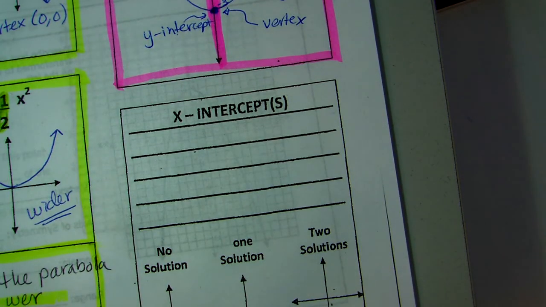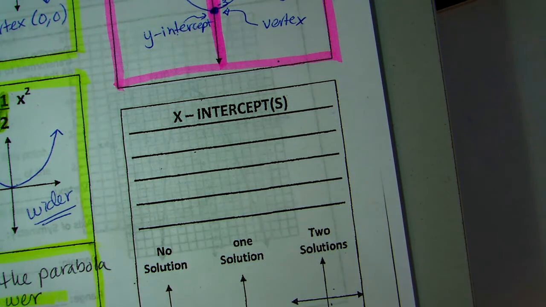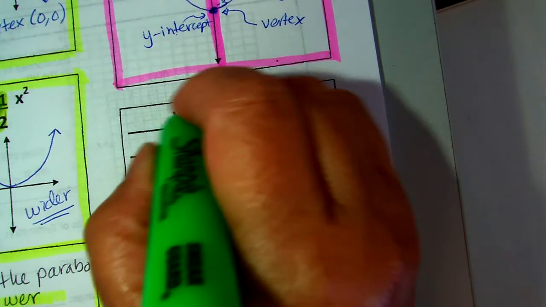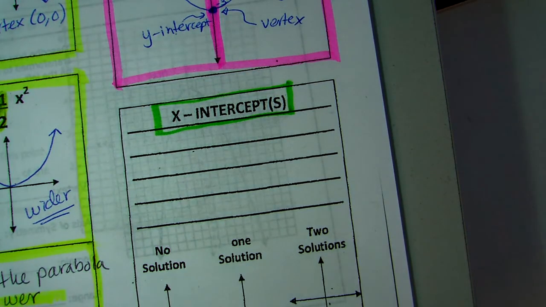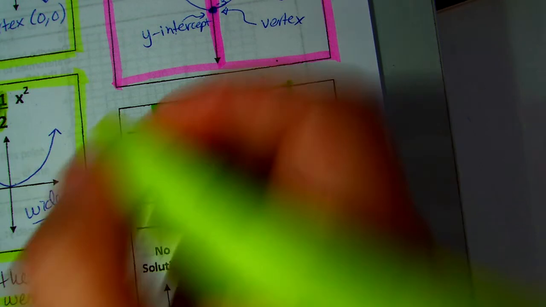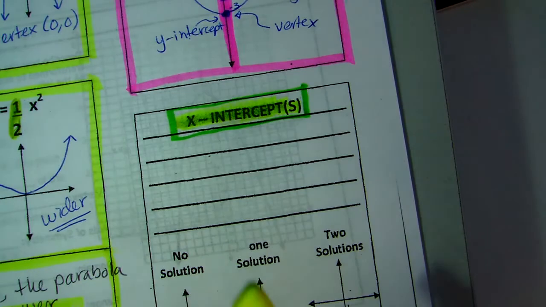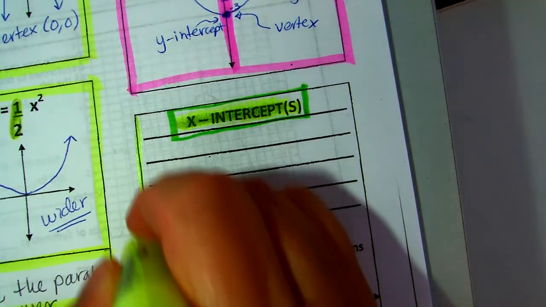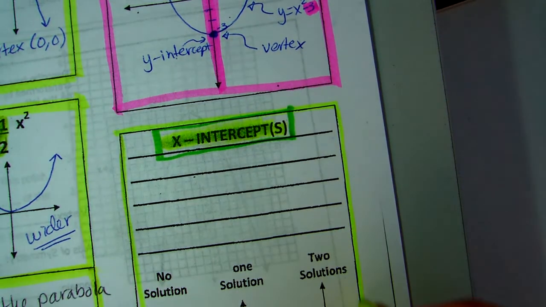Now, I know that with linears, we always use yellow for the x-intercepts. So I'm going to highlight the title. I'm going to box it in green. But remember, just because in linears we always used the yellow for the x-intercepts, I am going to continue using the yellow for the x-intercepts. I should have used green over here. Alright, what can we say about the x-intercepts of a parabola?